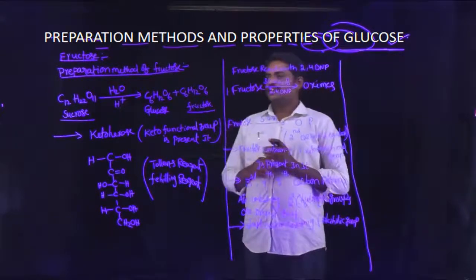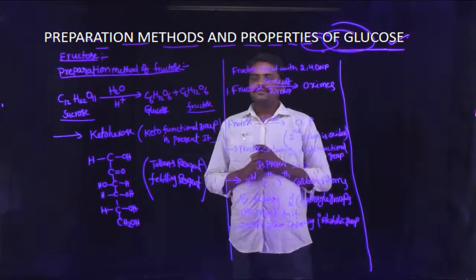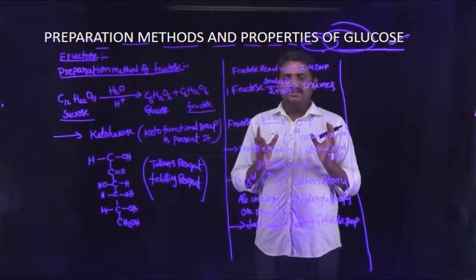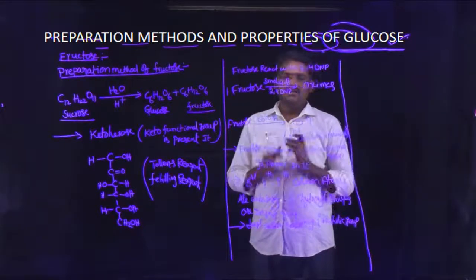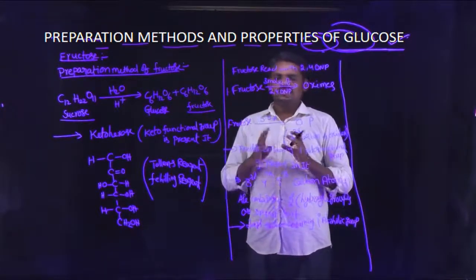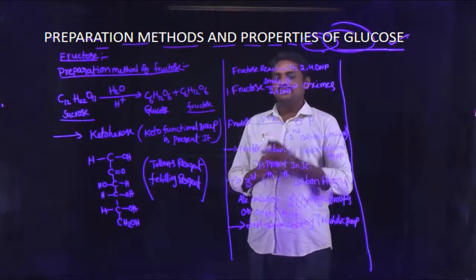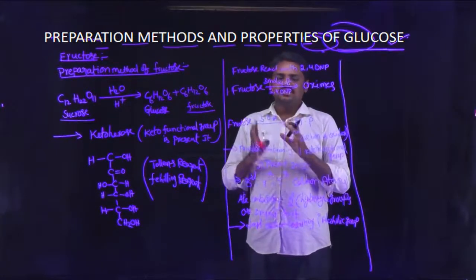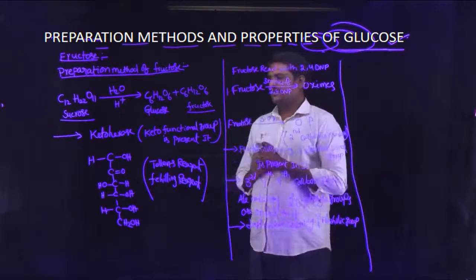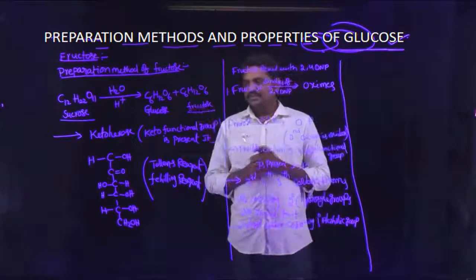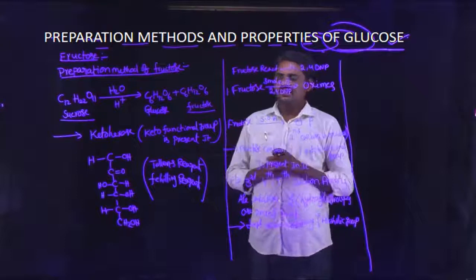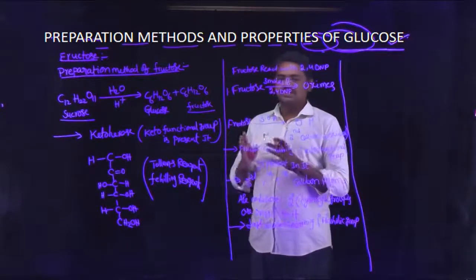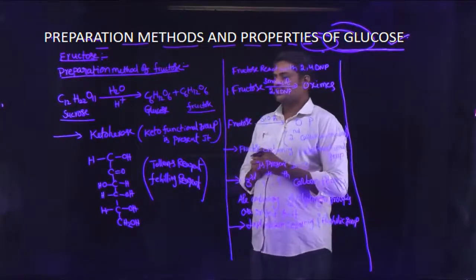And next one, preparation methods. This method is similar to the preparation method of glucose. Both are monosaccharides, so some similar properties are there, but these two units are isomers, and the preparation method is similar. I am going to discuss some of the important properties of fructose.